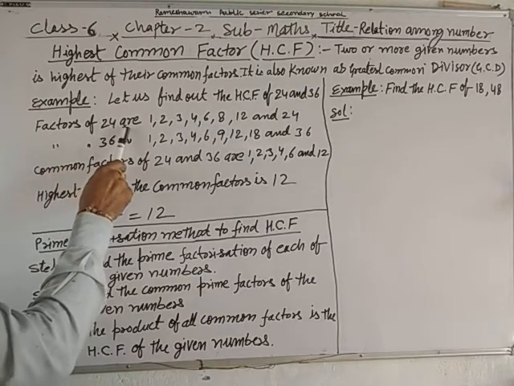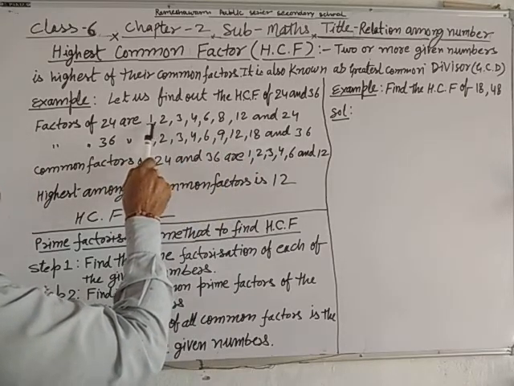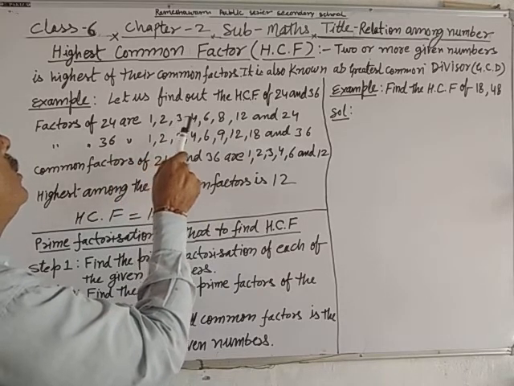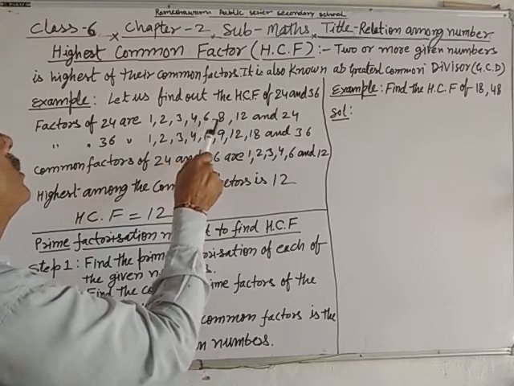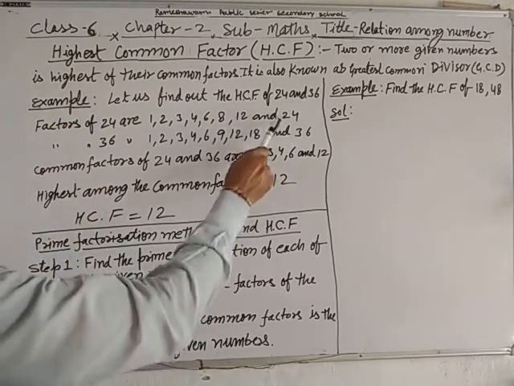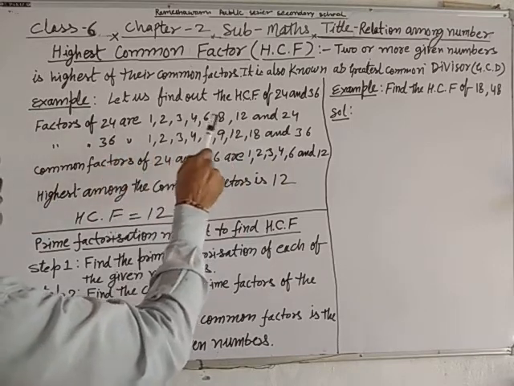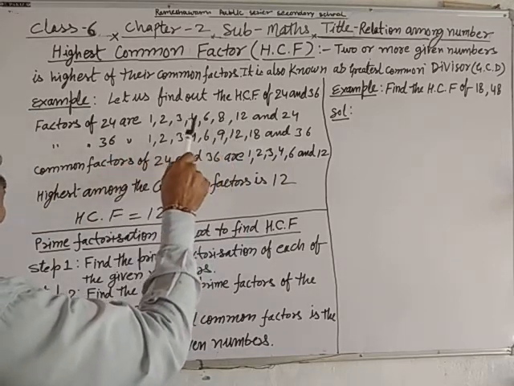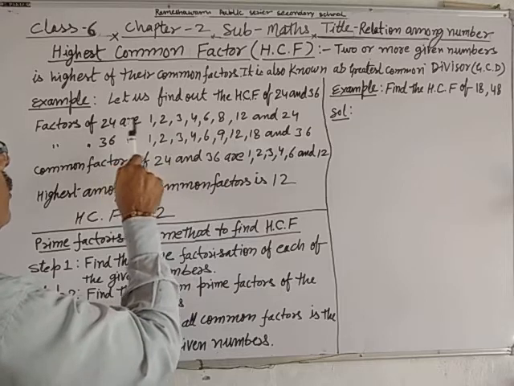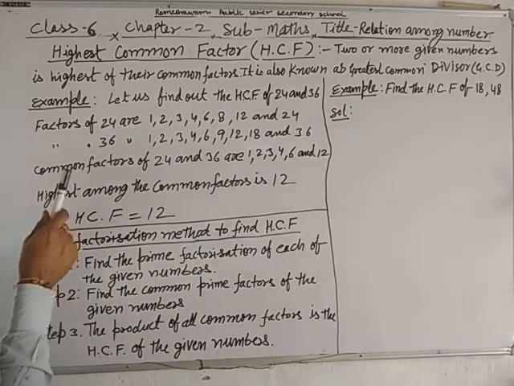Factors of 24. 24 is divisible by 1, 2, 3, 4, 6, 8, 12 and 24. 1 times 24 is 24, 2 times 12 is 24, 3 times 8 is 24, 4 times 6 is 24, 6 times 4 is 24, 8 times 3 is 24, 12 times 2 is 24 and 24 times 1 is 24.